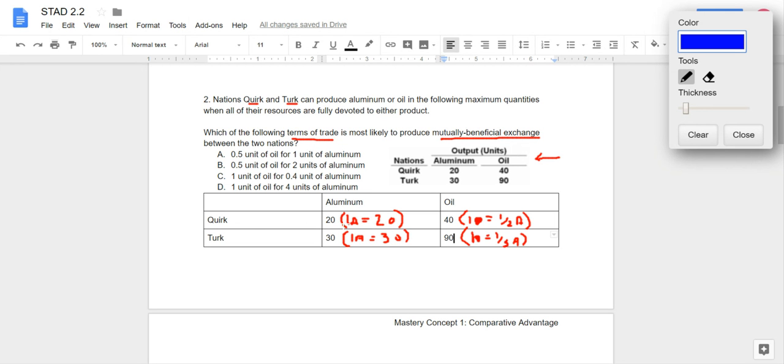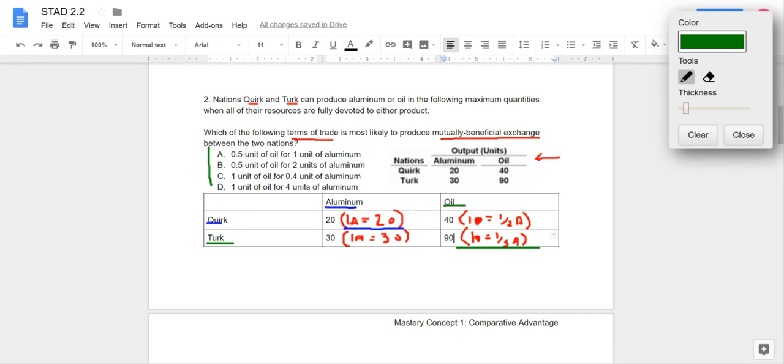Okay, now, bonus round, I didn't have to do this, but who should specialize in what? Well, we know that you should specialize in your comparative advantage, or where you have a lower opportunity cost. So Quirk should specialize in aluminum because they can get aluminum for only 2 oil, when it costs Turk 3 oil. And Turk should specialize in producing oil because they can produce oil for only 1/3 of an aluminum. Now the question isn't either of those things.